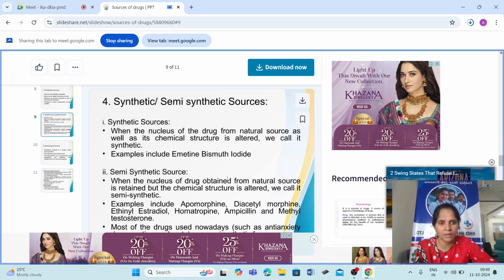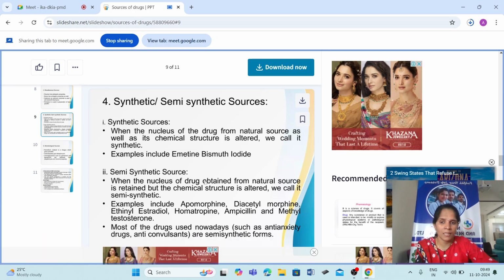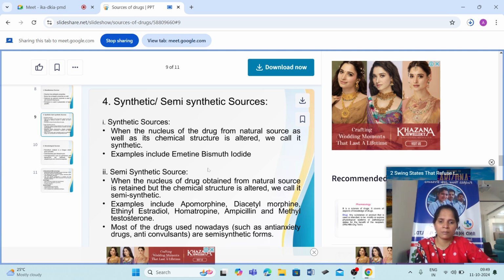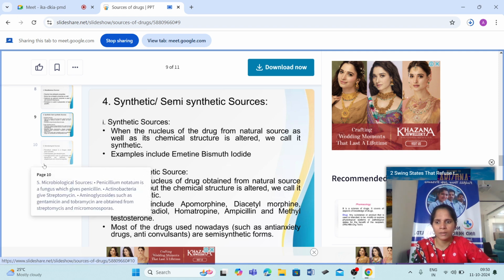No, in case of semi-synthetic, only the chemical structure will be altered. In case of synthetic, it will be totally artificial. Both nucleus as well as chemical structure will be altered. In case of semi-synthetic, the nucleus will be the same but the chemical structure will be altered. Is it clear? Okay, ma'am. So in case of synthetic sources, what examples do we have? One is emitting bismuth iodine. This is the best example where its chemical structure as well as nucleus is altered completely.